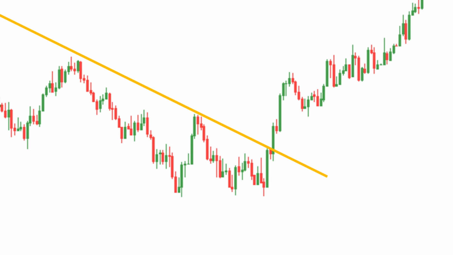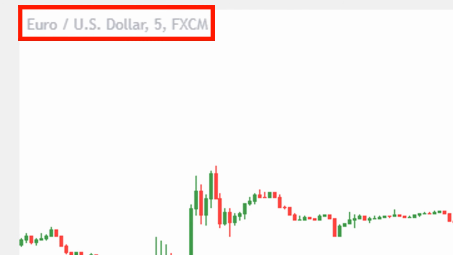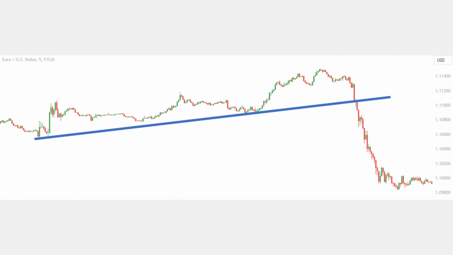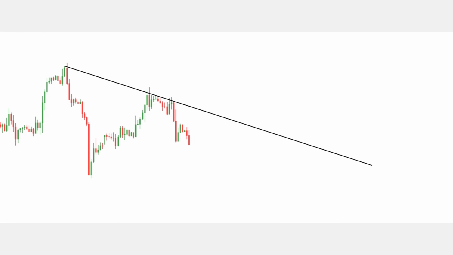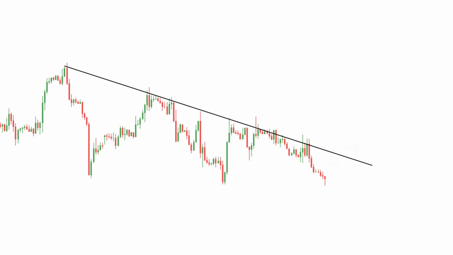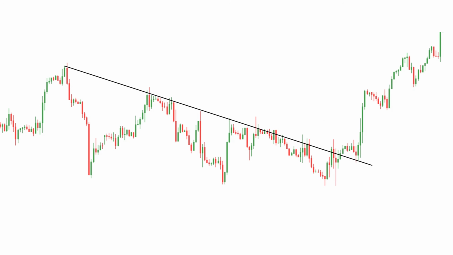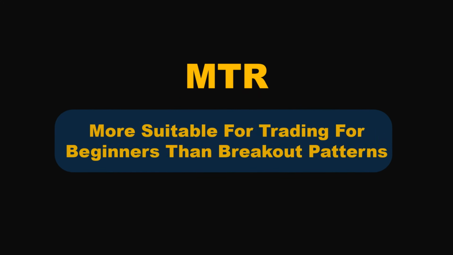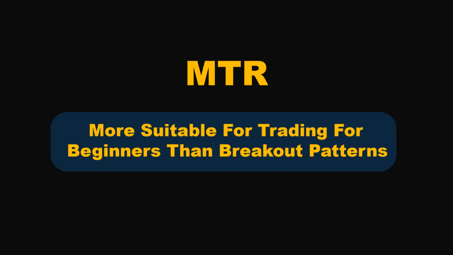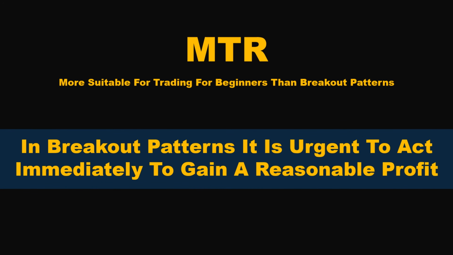Look at this example, it is a euro to dollar chart in a 5-minute time frame. There is a clear reversal happening in trend. If you are a beginner in trading, you have at least half a dozen candles to watch before entering a position. That means you have at least 30 minutes of thinking in your favor. This makes MTRs more suitable for beginners than breakout patterns. In breakout patterns it is urgent to act immediately to gain a reasonable profit.